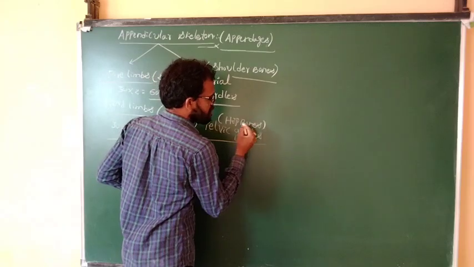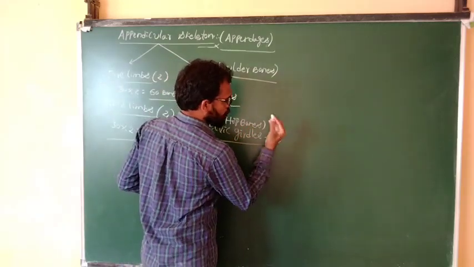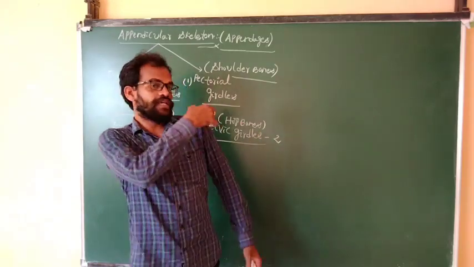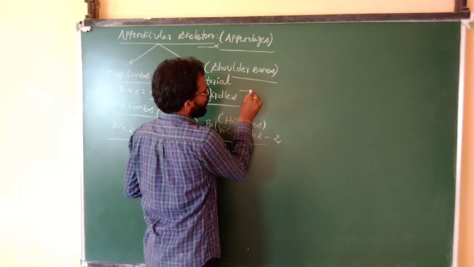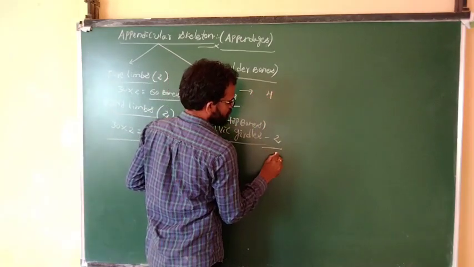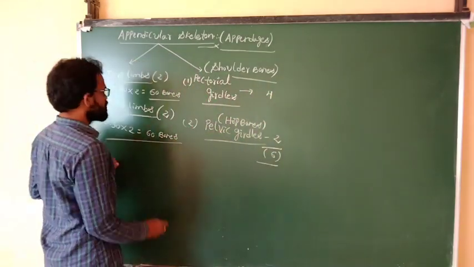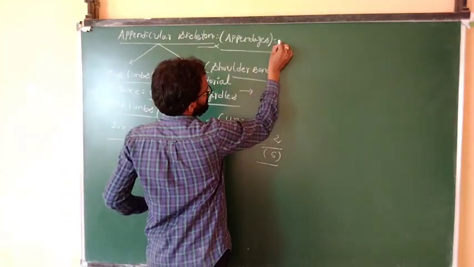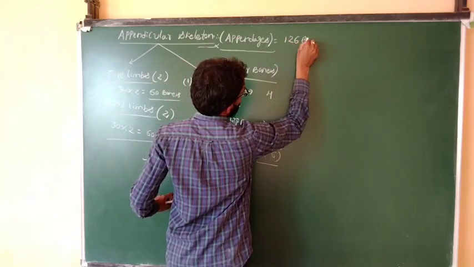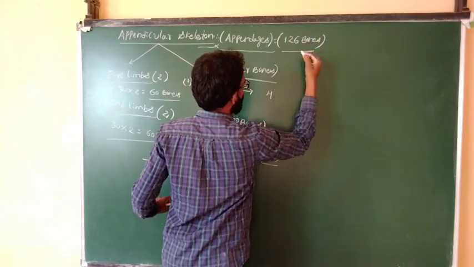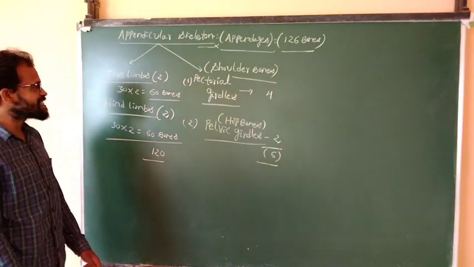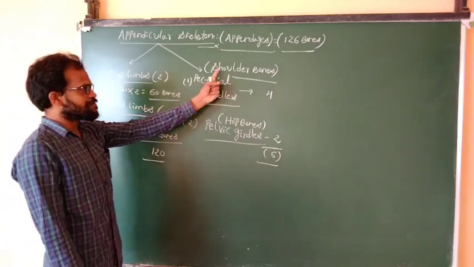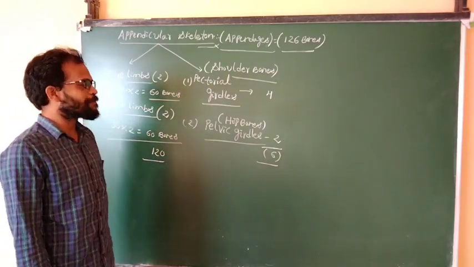How many bones are present in the hip bones? Two hip bones. Here two, here two. The total of the pectoral girdles is 4 bones. How many bones? 6. Here 120 bones. 120 plus 6, the appendicular skeleton consists of 126 bones. 126 bones are present in the forelimbs, pectoral girdles and pelvic girdles. This is nothing but the shoulder bones, and this is nothing but the pelvic girdles.